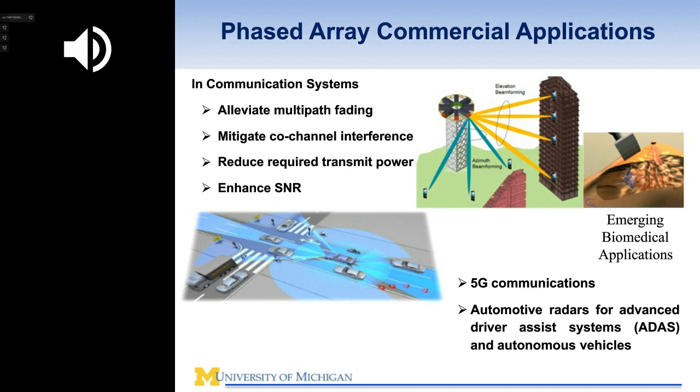Phased arrays provide many advantages in communication systems. They alleviate multipath fading because they can direct the beam in a desirable direction. They mitigate co-channel interference. They reduce the required power level because you can direct the beam and take advantage of antenna gain to focus it, and therefore the effective radiated power increases using the array, and you can also enhance signal-to-noise ratio.